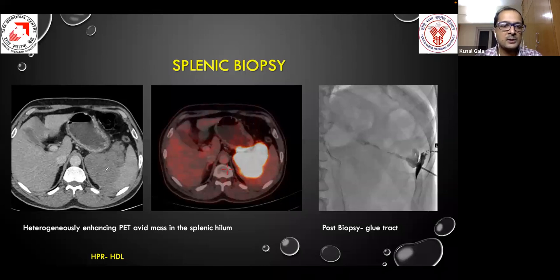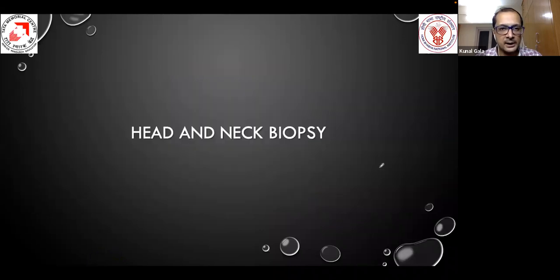So this was a large, solid, PET avid mass located only in the spleen. A biopsy was taken from the splenic lesion at the hilum, and then the glue track was performed. One needs to observe the vitals for at least 2 to 6 hours, and then the patient can be discharged after that.